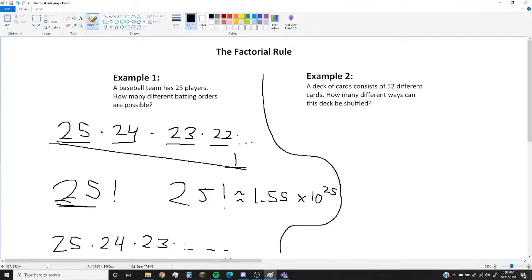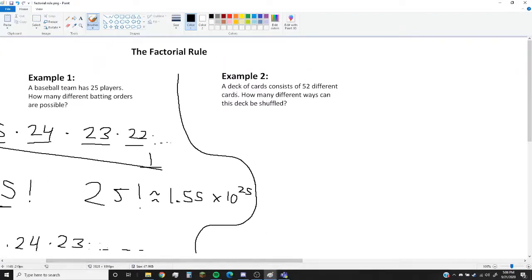Moving to example 2, we've got a similar problem. A deck of cards consists of 52 different cards. How many different ways can this deck be shuffled? Again, we could go through and do the slots that we were doing in the last video with the 52, 51, 50, and so on, but that's a lot of work. Because we know that it's going to be decreasing by 1 every slot, again, we can use the factorial to express that easier for us. So 52 factorial will be how many different ways you can shuffle that deck.